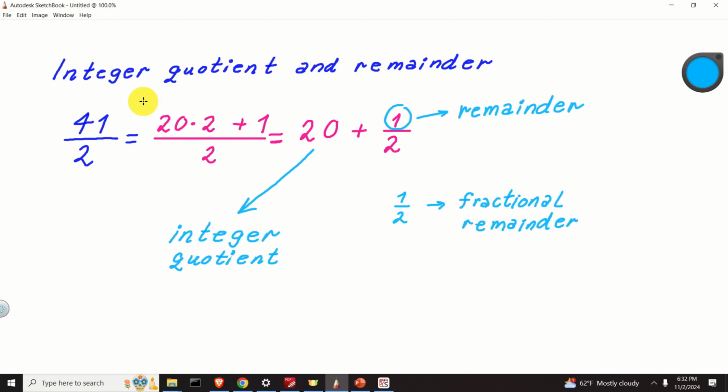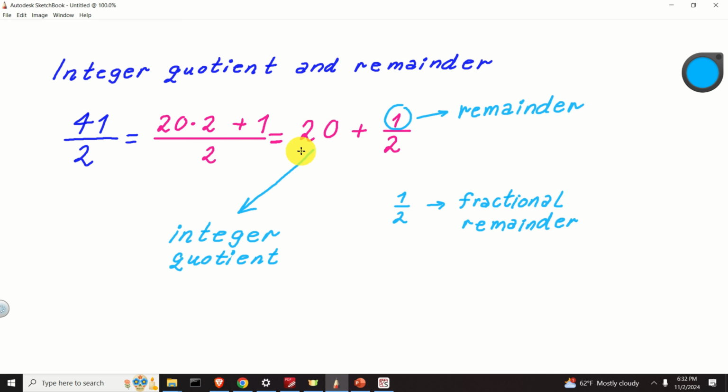Before we explain the general procedure, let us first briefly revise the concepts of quotient and remainder. Let's say that we want to divide 41 by 2. We can represent this division like this. In the numerator, we will have 20 multiplied by 2 plus 1, and in the denominator we have 2. Now, 20 multiplying 2 divided by 2 is equal to 20, and over here we are left with 1 over 2.